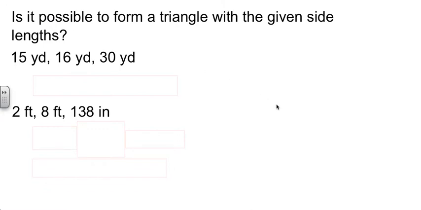So they're going to ask us some really tricky questions here, such as, is it possible to make a triangle out of these sides? So I have a potential triangle. I have 3 segments. One is 15 yards, one is 16 yards, and one is 30 yards. We need to check 15 yards plus 16 yards. Well, that's 31. 31 is greater than 30. It meets the rule that was set in that theorem, so yes, this could be a triangle.